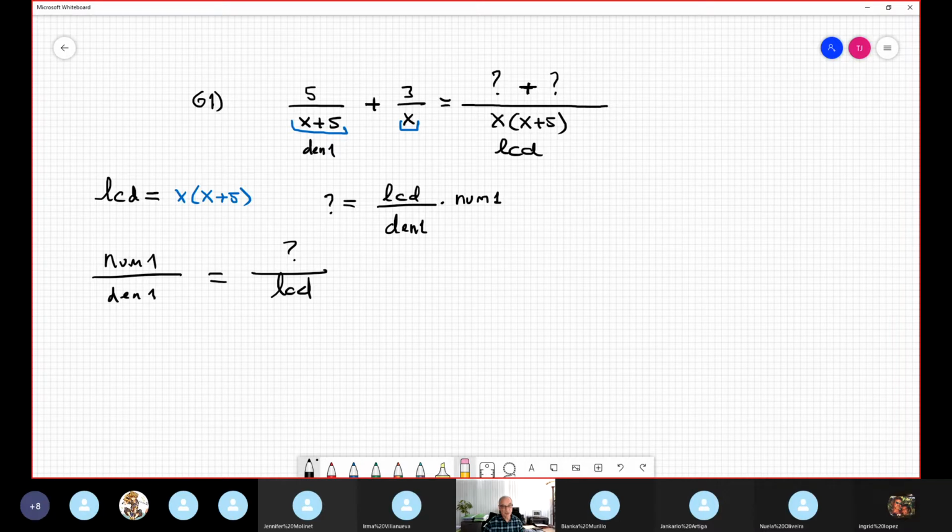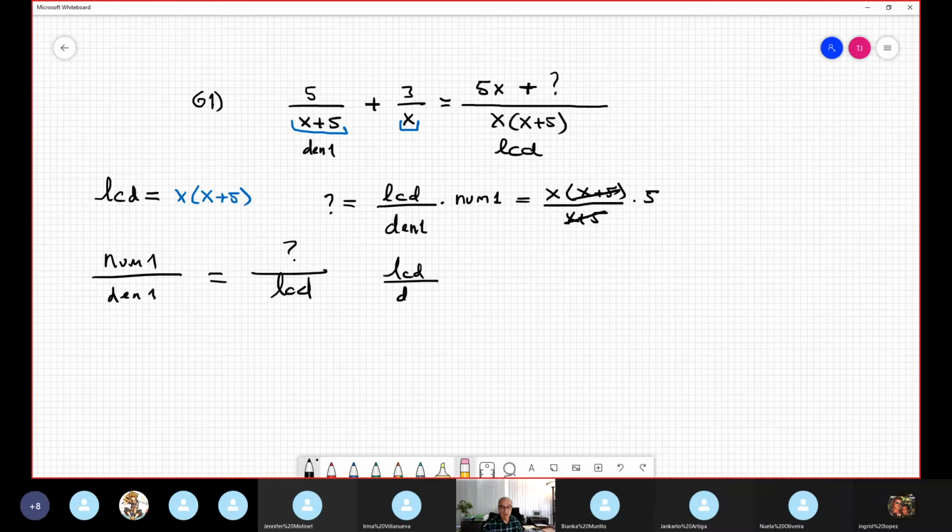Maybe using numbers is super easy, but using algebraic expressions is a little bit more complicated, no? But basically, you divide the LCD, which in our example is x times x plus 5, by denominator number 1, which is x plus 5. It's obvious that this and this cancel, and only x stays alive. x times numerator 1, which is 5. So the answer of the first expression is 5x. Everyone follow me? Confusing? Clear?